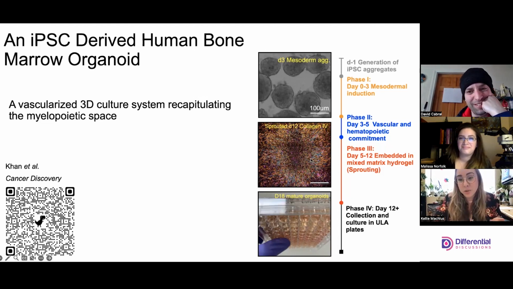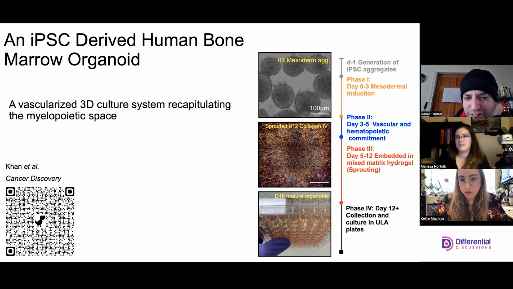This is on day 12, it actually sprouts blood vessels. And then this is when they're mature. It looks like it could be a reflection, but this is actually the organoids. This is the size of them. I'll keep my pointer here. That's one. You can just see them in the bottom of a well, and you can kind of treat them like you would treat cells.